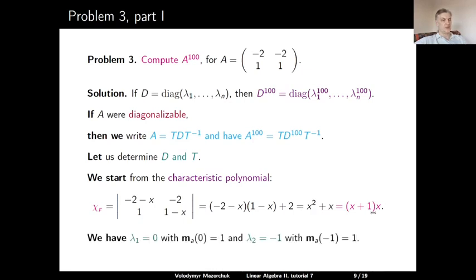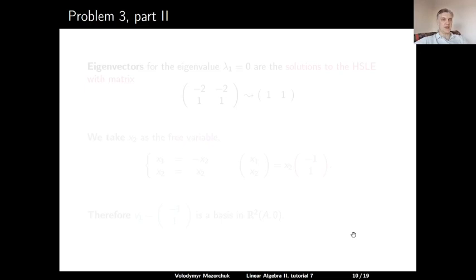So we have two eigenvalues. Lambda 1 is equal to 0 with algebraic multiplicity 1, and lambda 2 is equal to -1 with algebraic multiplicity 1. So the geometric multiplicity must be 1 in both cases, and so this matrix is diagonalizable. Let us compute the eigenvectors.